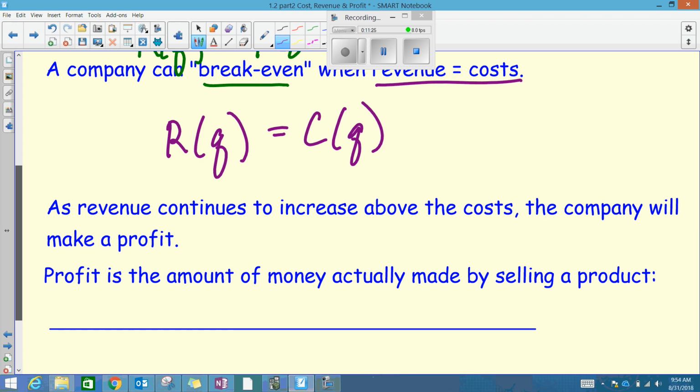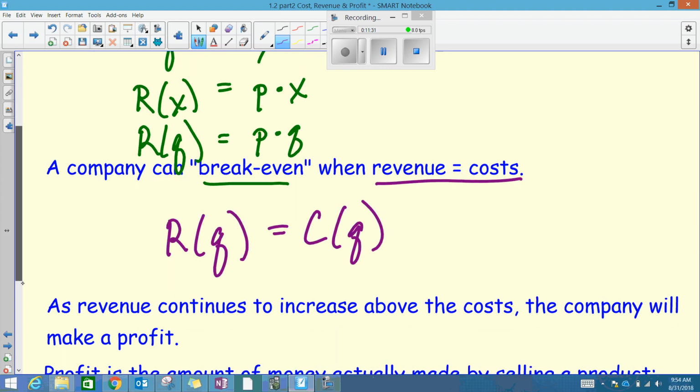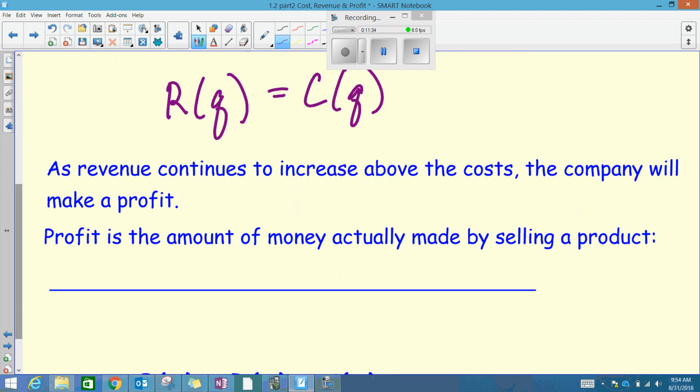So you think, okay, that's great to break even, but I want to do more than break even, right? So as revenue continues to increase above the cost, think about it as you sell more after you've broken even, as you continue to sell cupcakes over and above how much it costs you to make those cupcakes, then you will make a profit. So yay, we all want to make a profit. Profit is the amount of money actually made by selling the product, the money you actually get to keep because you've already taken care of your expenses.